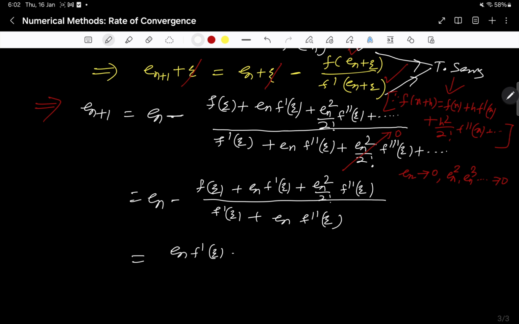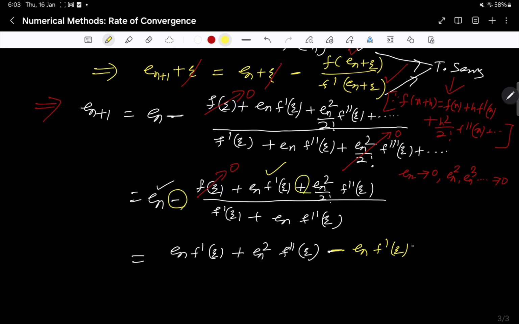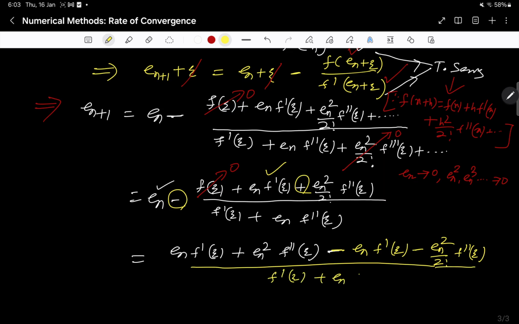En f dash zeta plus en square f double dash zeta, this will be, then minus f of zeta. Of course, f of zeta, zeta being the root, is 0 here, so it is minus of this en f dash zeta, and it is minus of en square by factorial 2 f double dash zeta, okay, and divided by, in my denominator, f dash zeta plus en f double dash zeta. Now this and this cancelled, en f dash zeta, en f dash zeta cancelled, okay.